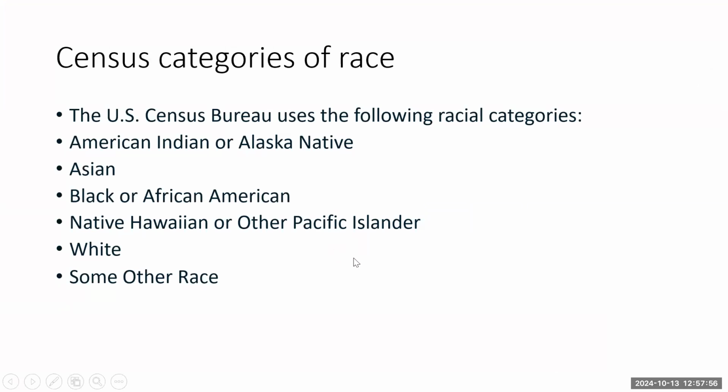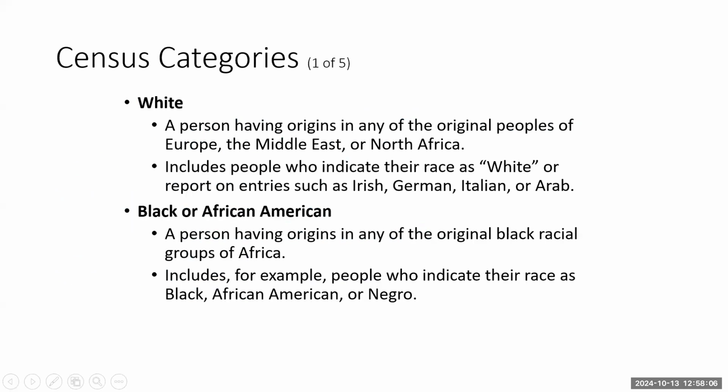Okay, so the US Census now uses these categories of race. And who's to say if these will be the categories that we stay with, but this is what we're using now. And these categories are defined. So we tend to talk about white as being individuals who come from Europe, but also the Middle East and North Africa, which is interesting, right?